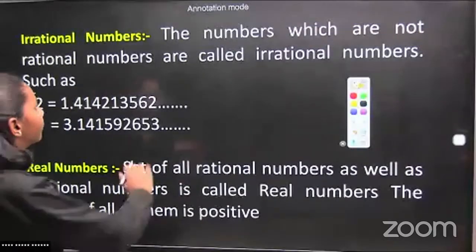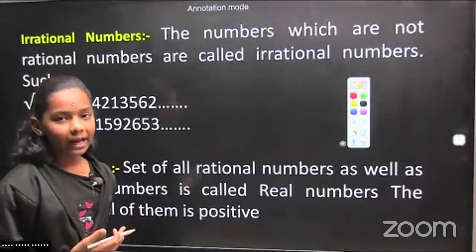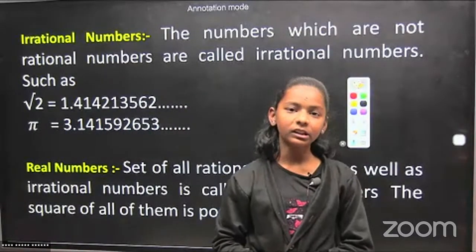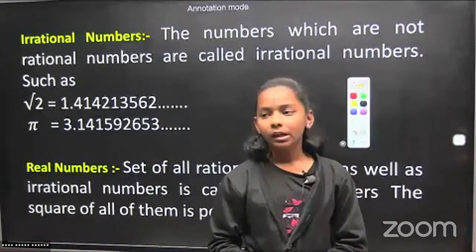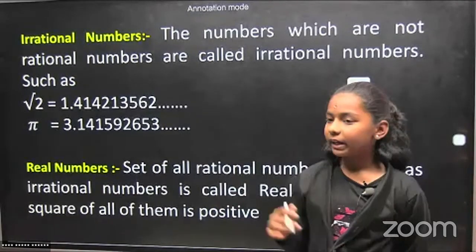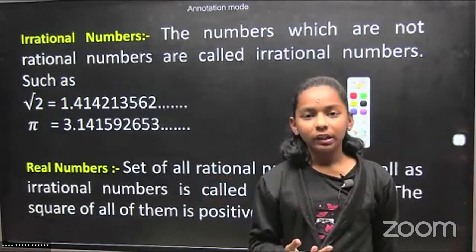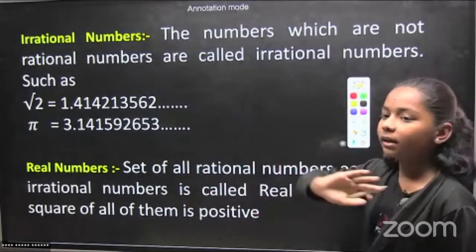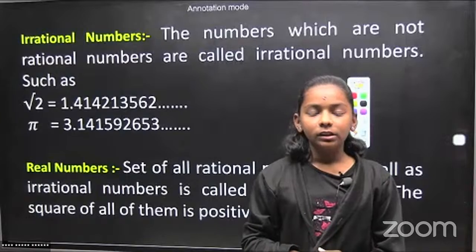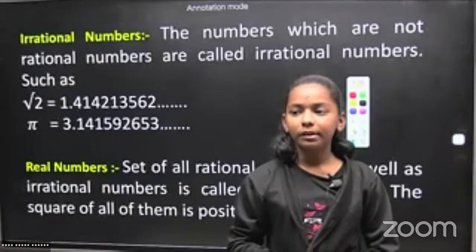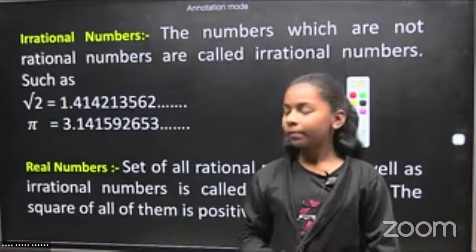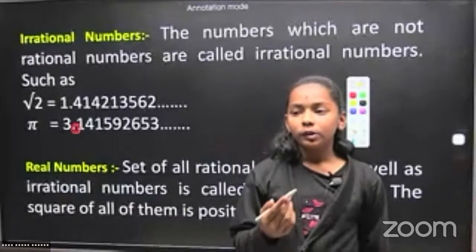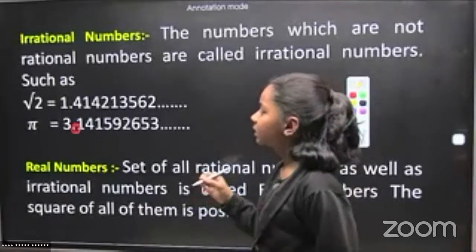Yes, now see. The numbers which are not rational are called irrational numbers. Now, what are irrational numbers? We are going to learn irrational numbers next. Firstly, in simple language, we can say irrational numbers are decimals. When there is a decimal point, it's called an irrational number.